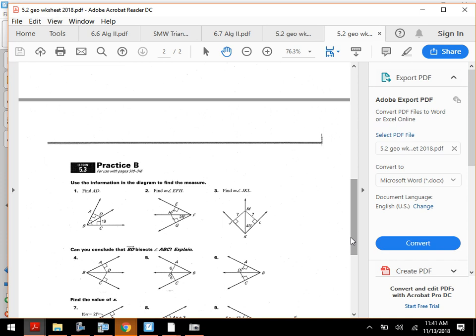There's a couple other definitions that we need to get into. We just need to get to them in second hour.